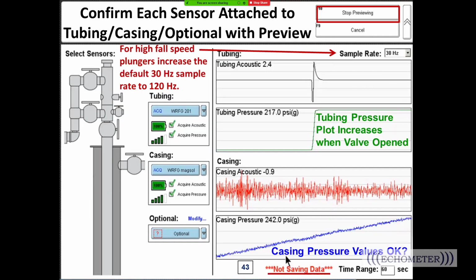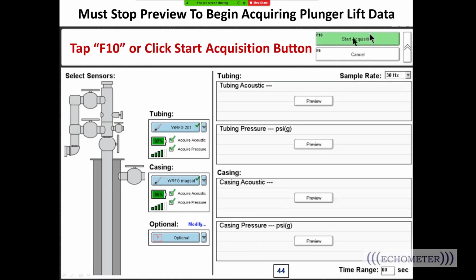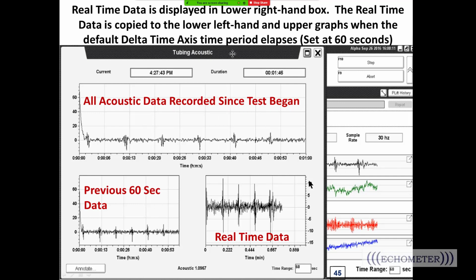So now we've stopped previewing, we've got our sampling speed set, and we're ready to start acquisition. We click the Start Acquisition button, and the software starts streaming in the data from the tubing and the casing, the acoustic, and the pressure.